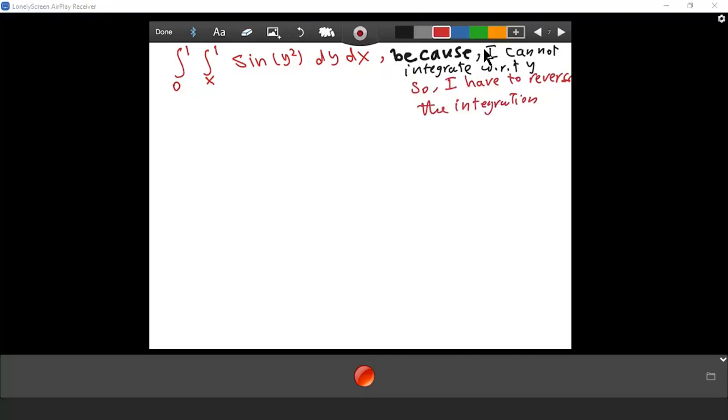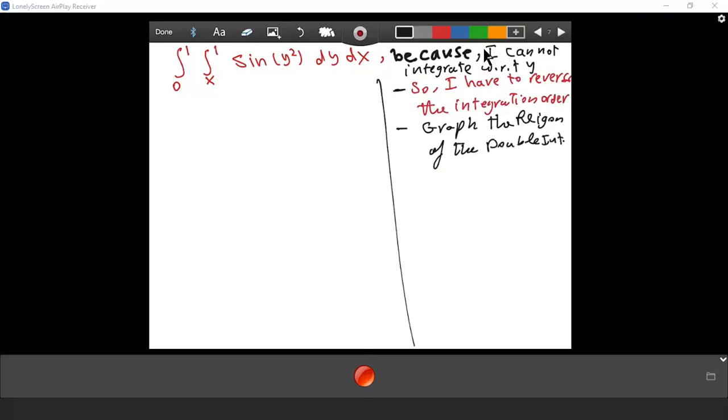Okay, so I know now I have to swap this one, dx dy. Before I swap, I have to graph the region first, right? The region of the double integral. Okay, so how can we graph this one?